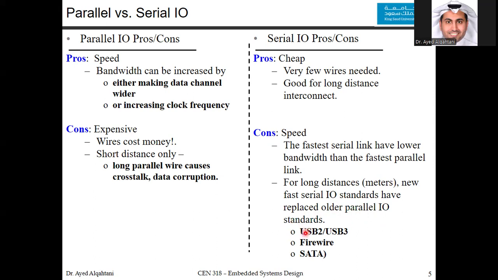And the famous one is the USB. We have USB 2, USB 3. We have FireWire or SATA and so on.